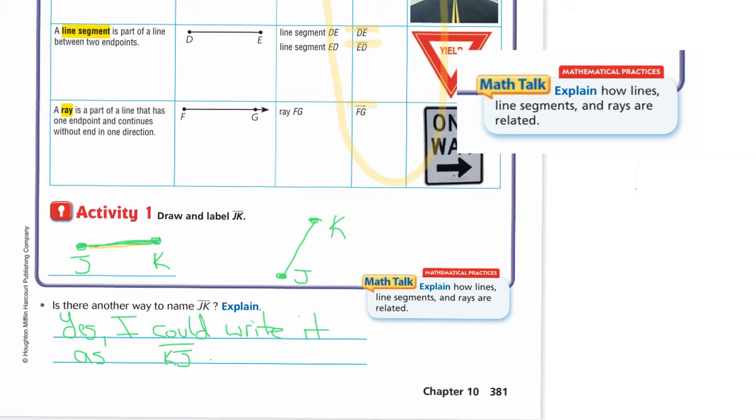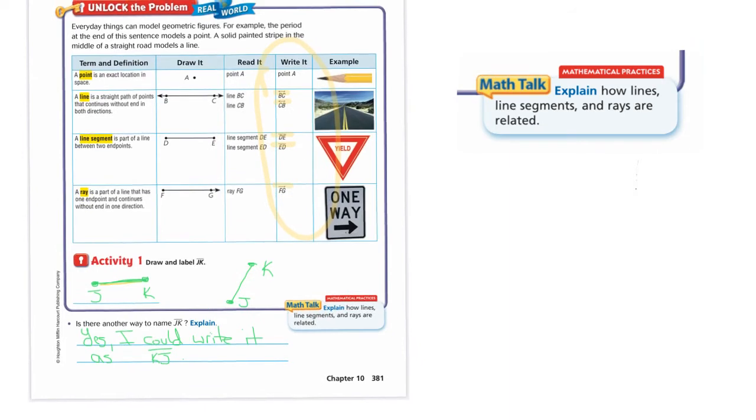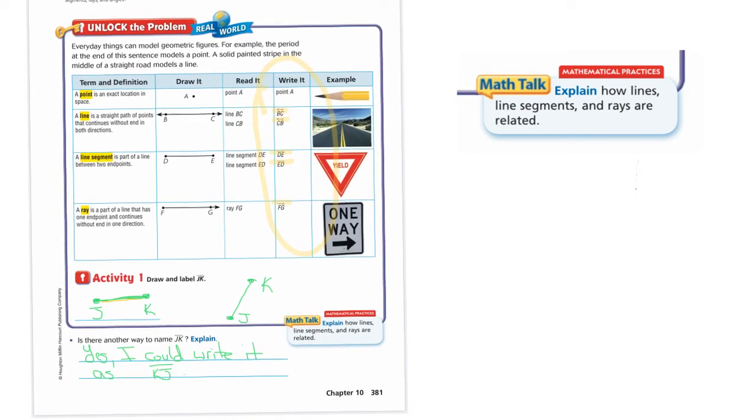Our last thing I wanted to touch on is the math talk. I thought this was a really good question. It says, explain how lines and line segments and rays are related. What I thought to myself here was that rays and line segments are parts of the greater line. If we were in class, we would talk about this out loud. You could say a ray is part of a line.